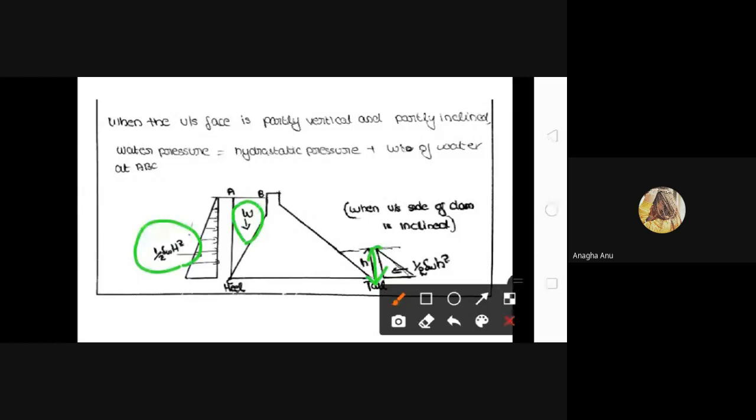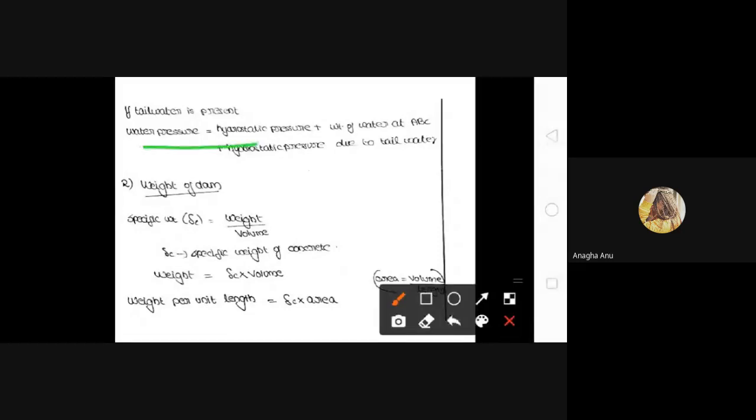So the total force will be equal to half into gamma W H square plus weight of the water at ABC plus half into gamma W into small h square. That is, water pressure will be equal to hydrostatic pressure plus weight of water at ABC plus hydrostatic pressure due to tailwater.